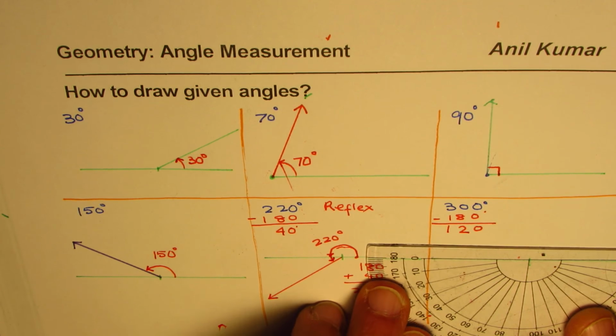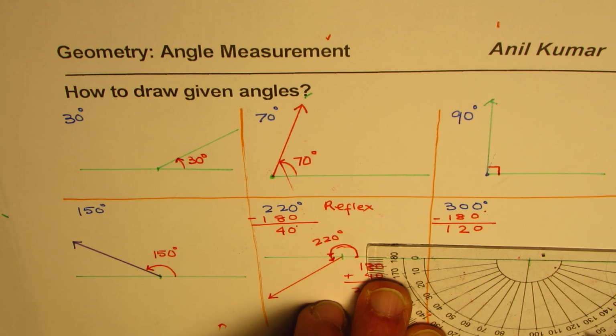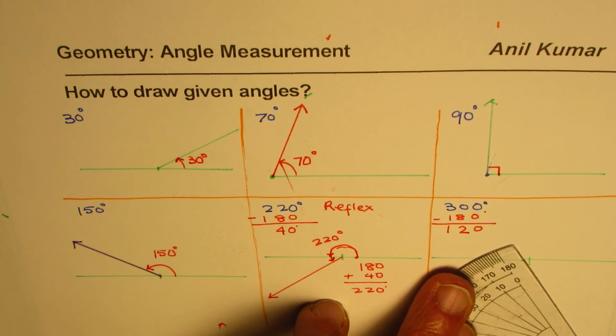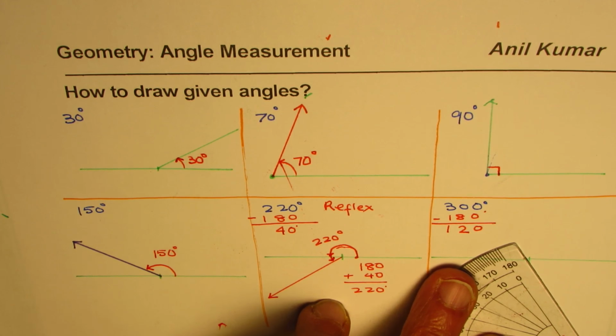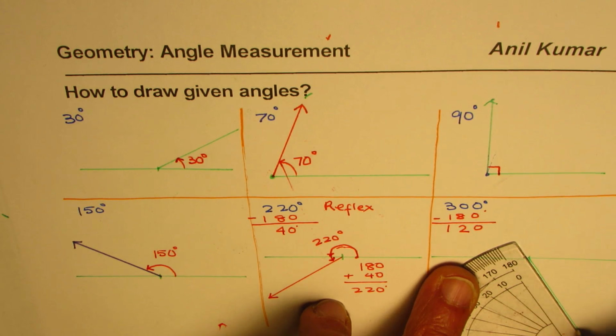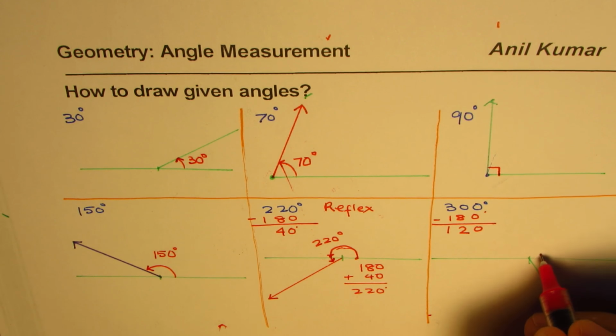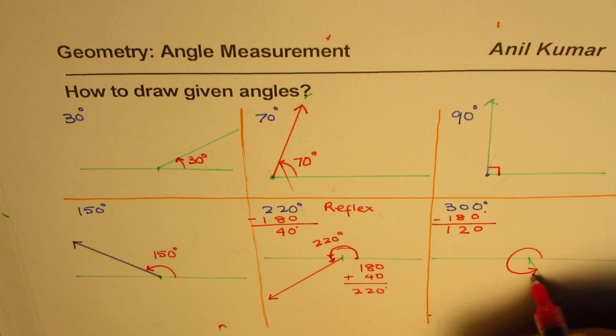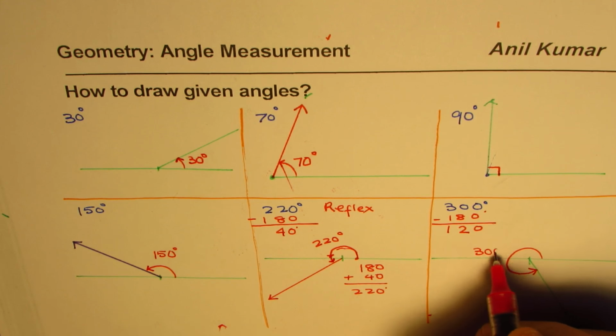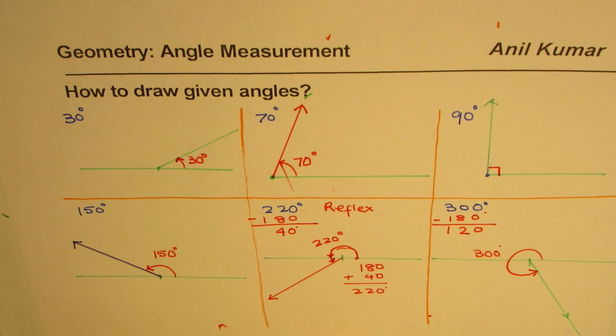Place the center. So from here 120 is kind of here. Do you see that? That is 120. So we'll join this point and we'll say we got 120 in this direction and the angle 300 degrees is like this. Do you see that? So that becomes your 300 degrees angle. So it is 180 plus 120.